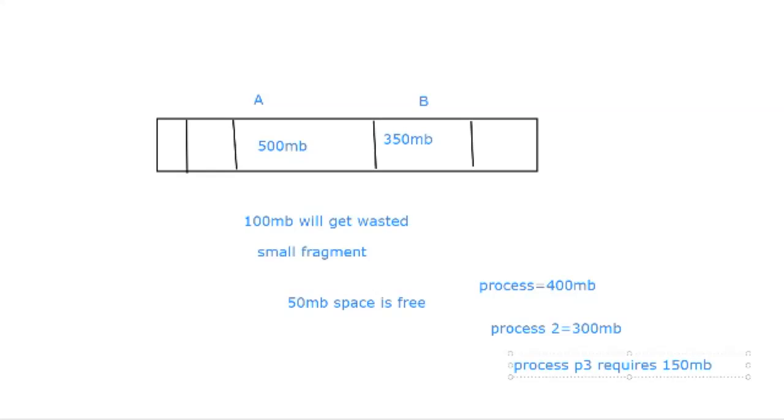What we need to do is use some technique, which can be termed a relocation technique, where processes A and B could be shifted a little in memory so that 150 MB of contiguous memory becomes available and process P3 could be allocated to that memory area. Is it clear? Yes, ma'am. So this is why reallocation is required. What is the need of reallocation?